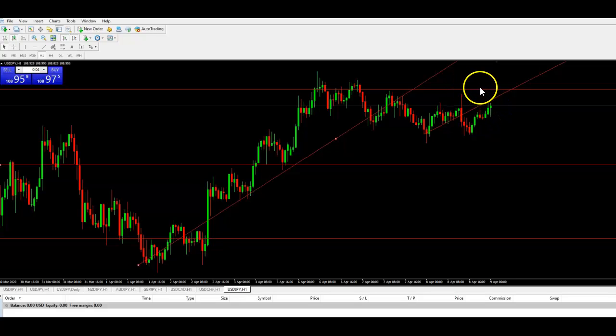And I believe it'll get to right here because it tested it many times that you can see right here. So that would be maybe like 30 points right there. And then I'll stop the trade, guys.